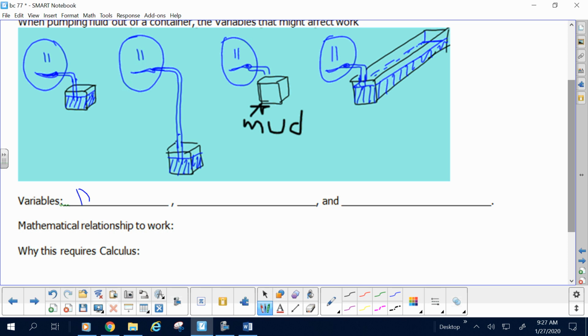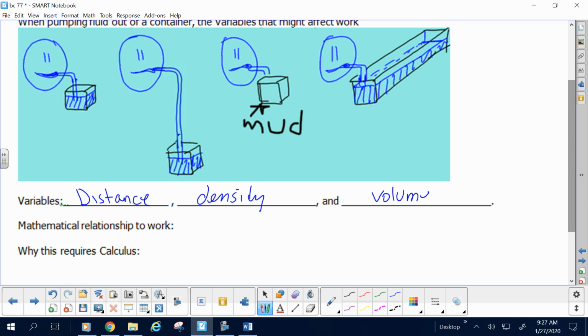Distance, the straw length, the distance you have to pump the fluid, yeah. Having to pump a layer way high is more work than pumping one that is low. Density, yes. And force. And volume, yeah. The volume.